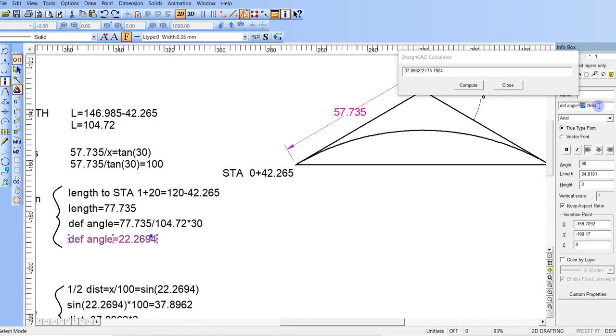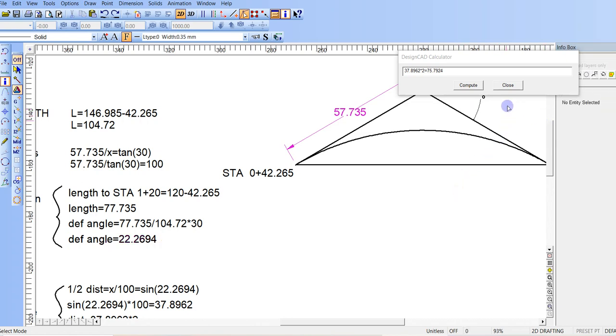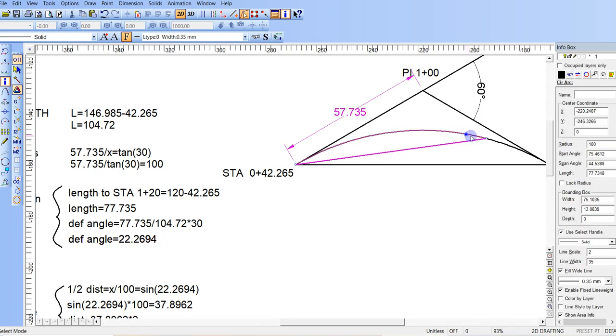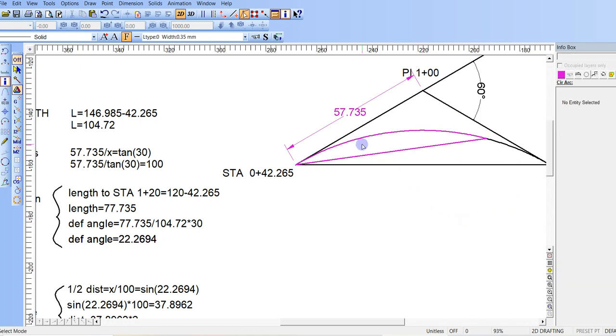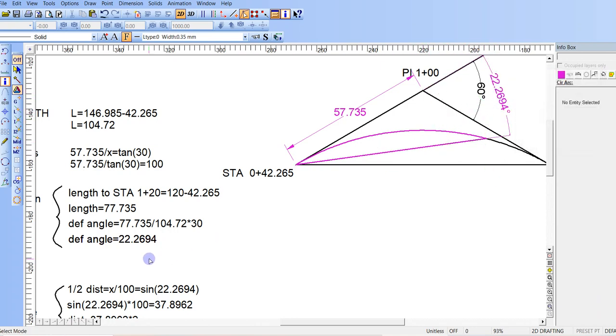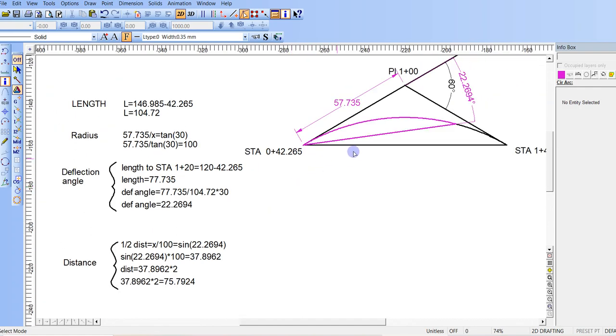Control C, V, J, enter, and then paste that there. Then you go off this, and it'll intersect at that point, right where that intersects. So we'll do that. That's what we're looking for, that angle here, Alt and A. All right, so that angle there.